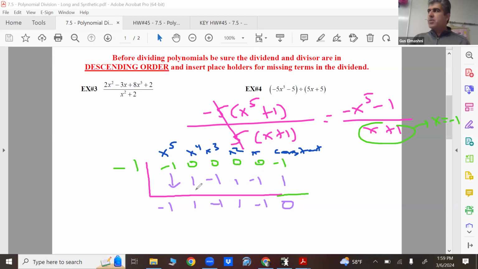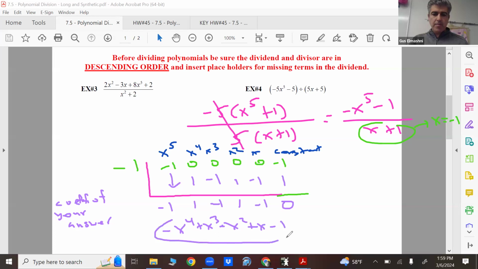And there you go. So what do these numbers represent? These numbers represent the coefficients of your answer. So it'll be -x to the 4th plus x cubed minus x squared plus x minus 1. That's what that would be. And if I were to plug in 1 into the original, I would get -1. If I plug 1 into this, I do get -1. So at least I know that works.